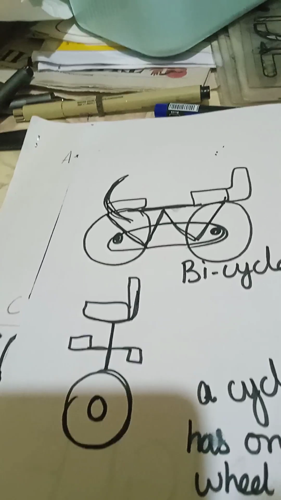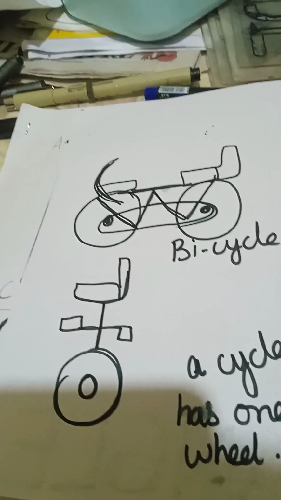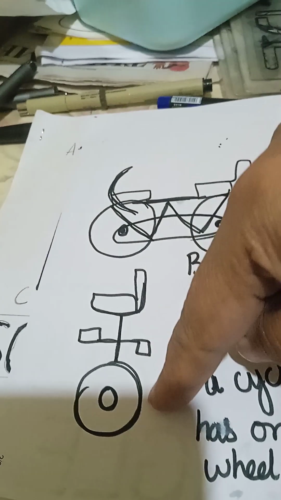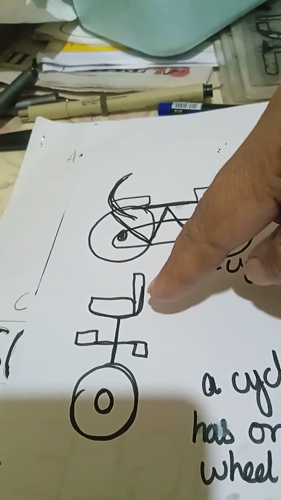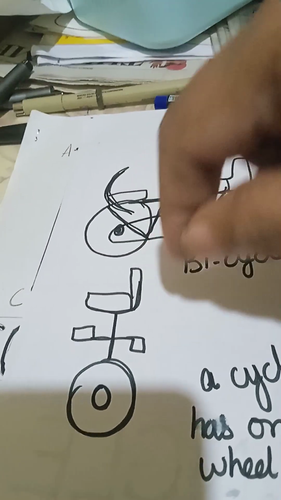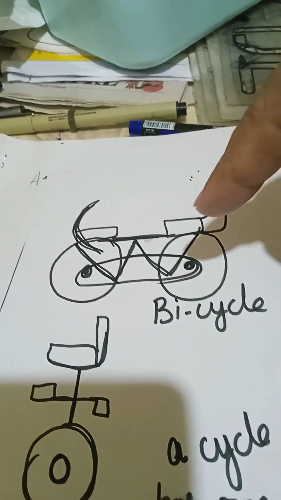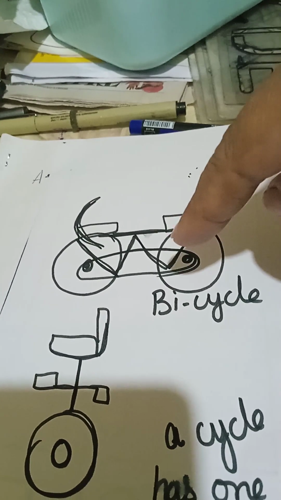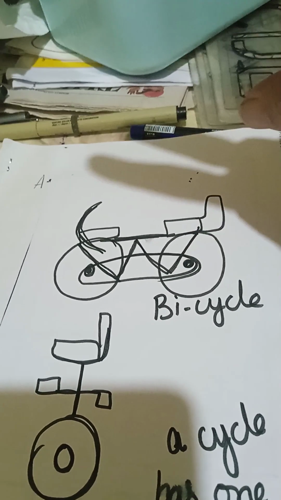With the history of the cycle, a cycle. When the cycle was first invented, it had only one wheel and it was very difficult to balance. Hence came in the new invention called the bicycle, which had two wheels. Bi means two.